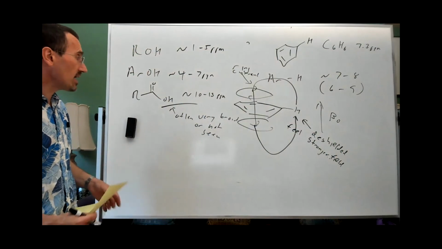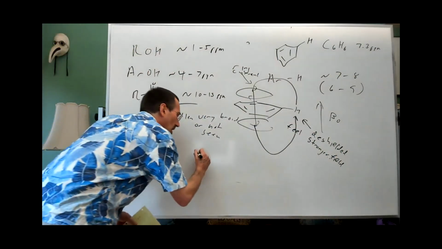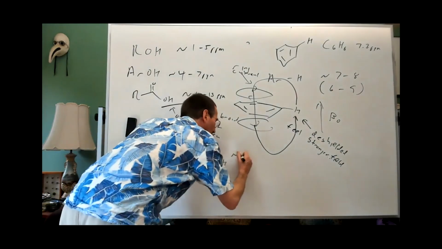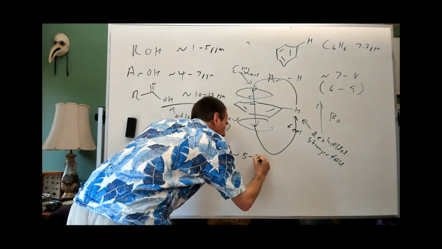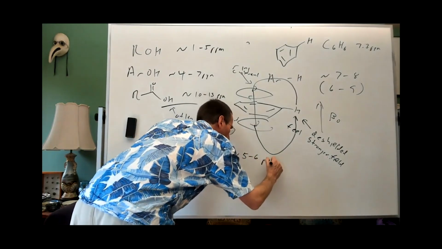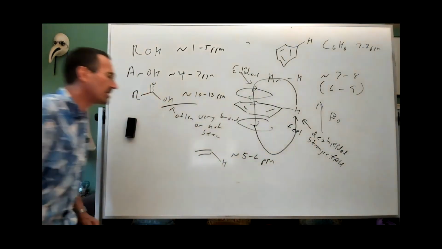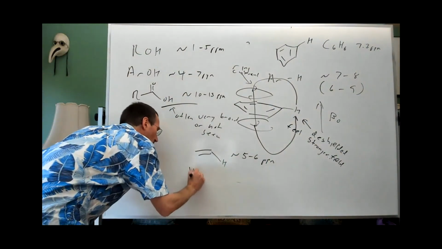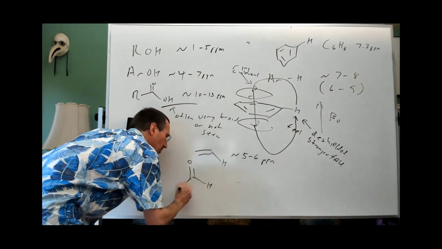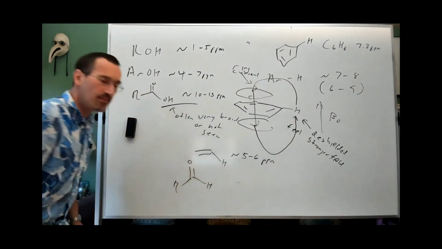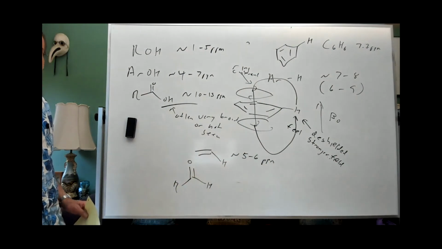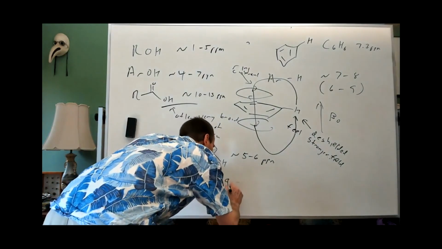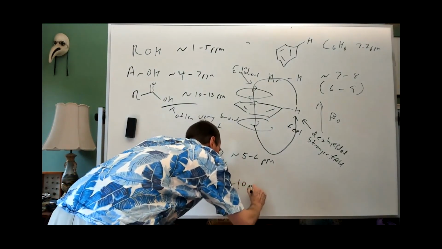We can use a similar argument for alkene hydrogens, and that gets us to about 5 to 6 ppm as a typical alkene, although again, they can vary in chemical shift a little bit. And that argument, plus the electron-withdrawing oxygen, can be applied to aldehydes, and that gets us typically to about 9 to 10 ppm.